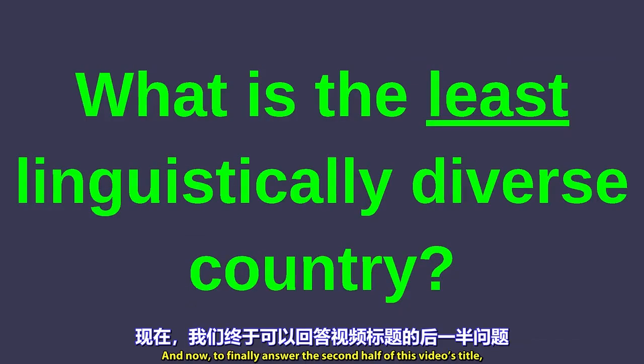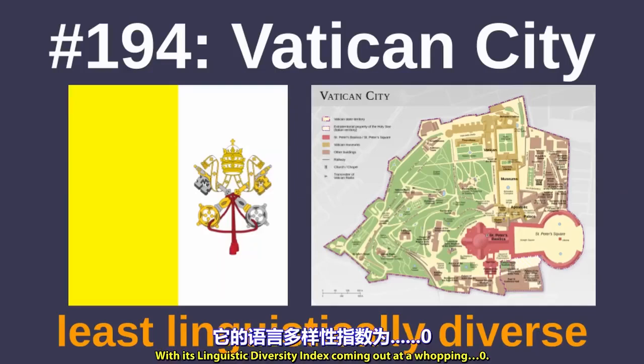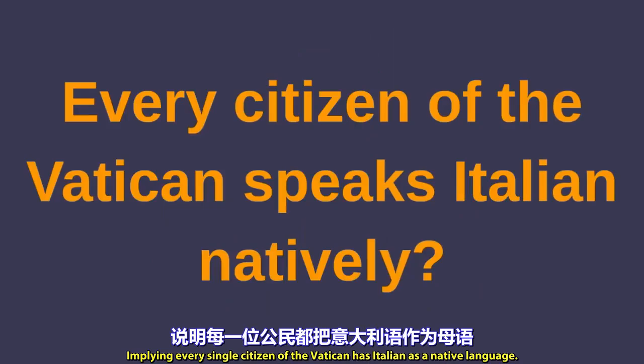And now, to finally answer the second half of this video's title, the very least linguistically diverse country in the entire world is Vatican City, with its linguistic diversity index coming out at a whopping 0, implying every single citizen of the Vatican has Italian as a native language.